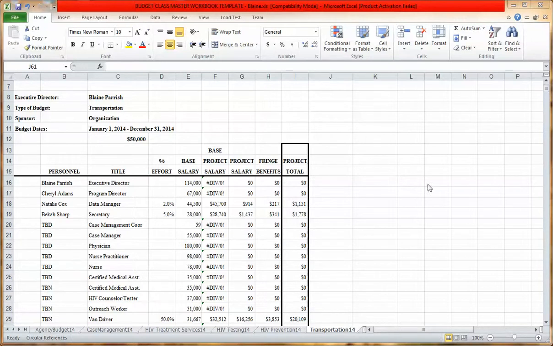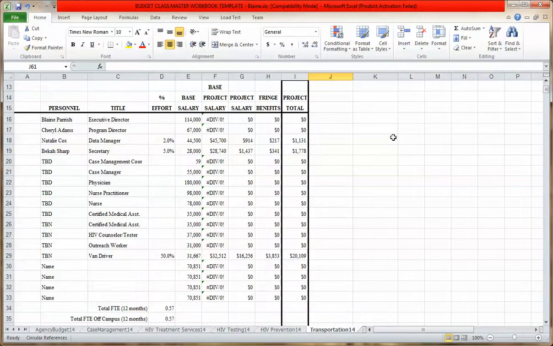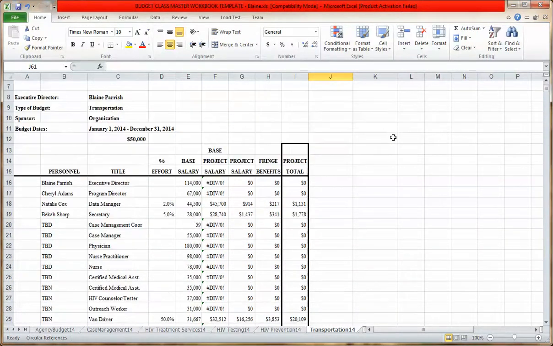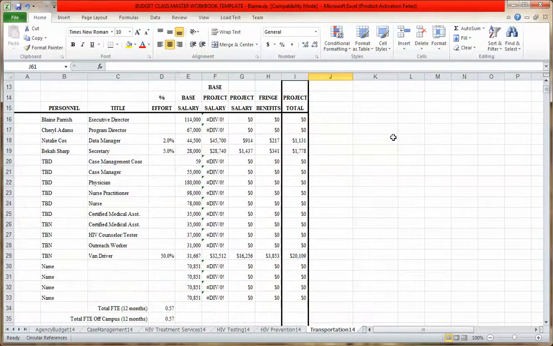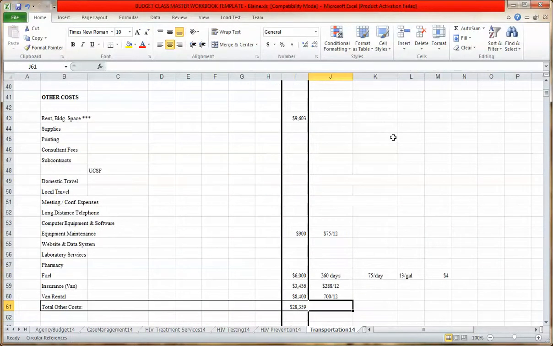So let me walk you through what I did between our last video and now. We're building out our transportation program, and let me show you what I have done. Let's start here at the bottom. There are several categories that are specific to this program: the van rental, the insurance for the van, and the fuel, and also some equipment maintenance for the van that we're required to do because of our lease. So let me show you what I have over on the right.